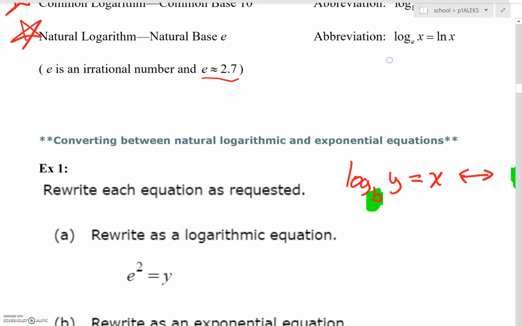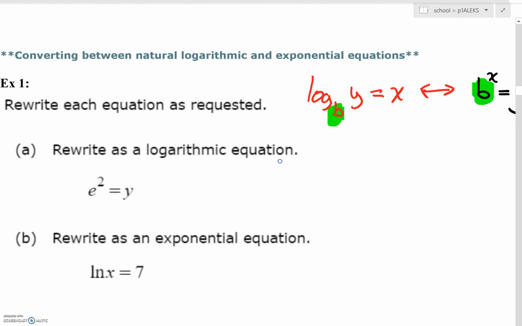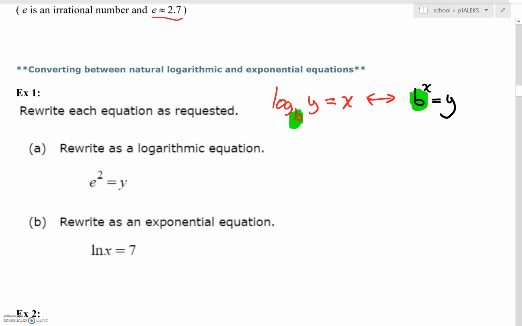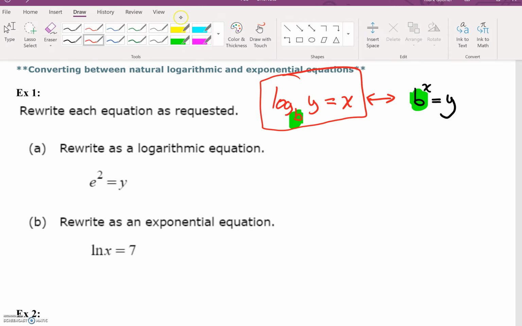And we're going to have some quick review because logs are new. The first time a student sees log base b of y equals x, they can very well wonder, wow, what is this all about?